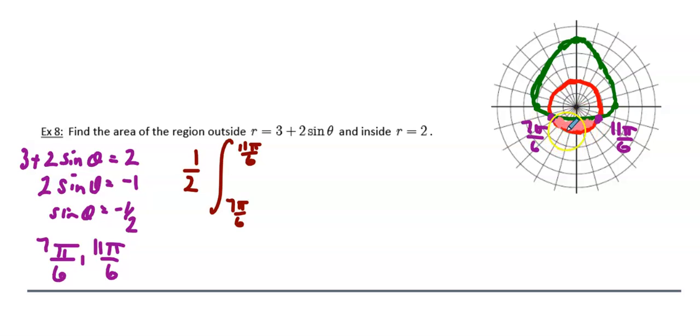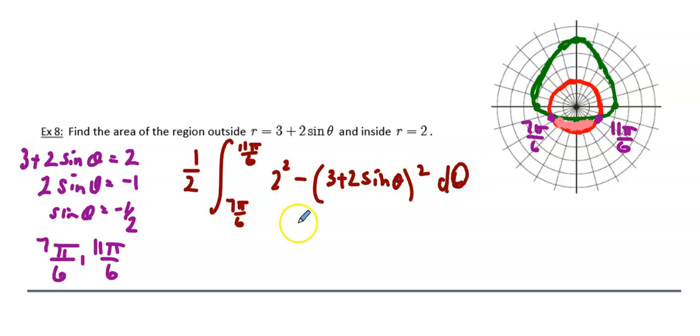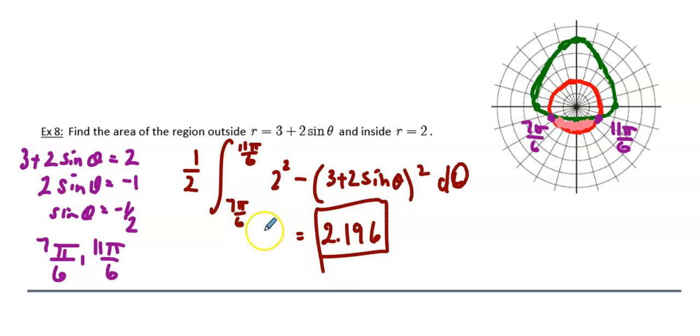We're going to do the outside curve first. The outside curve is going to be the 2. And again, ladies and gentlemen, this is important that it's the outside minus inside, right? It's not top minus bottom or anything like that, like you guys did with Cartesians. So 2, and then remember we square it, and then we can do minus 3 plus 2 sine of theta quantity squared d theta. And that is all that you have to do for the problem. And then when you guys plug it into your graphing calculator, you're going to get 2.196. So that is how you do functions when we're looking for the region on the outside and inside.